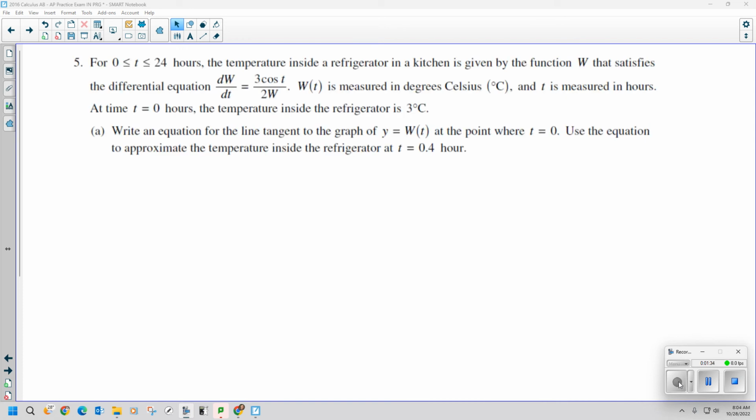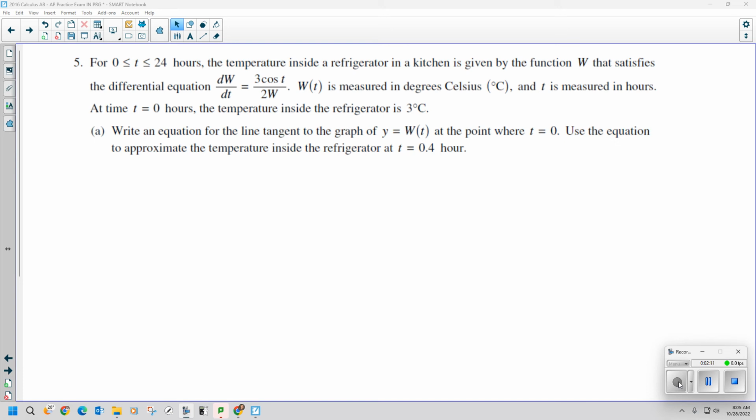Number 5 reads: for the interval of t from 0 to 24 inclusive, being hours, the temperature inside a refrigerator in a kitchen is given by the function W that satisfies the differential equation dW/dt equals 3 cosine t over 2W. W(t) is measured in degrees Celsius, and t is measured in hours. At time t equals 0, the temperature inside the refrigerator is 3 degrees Celsius.